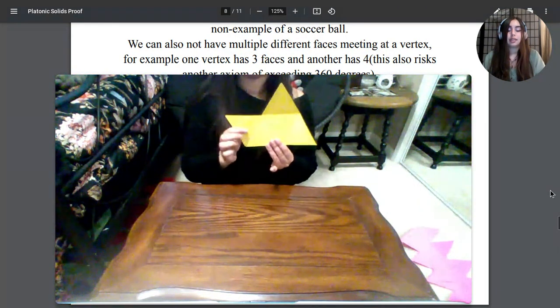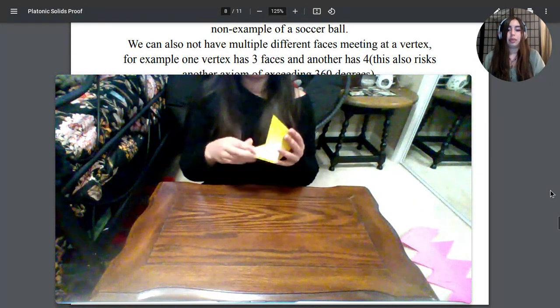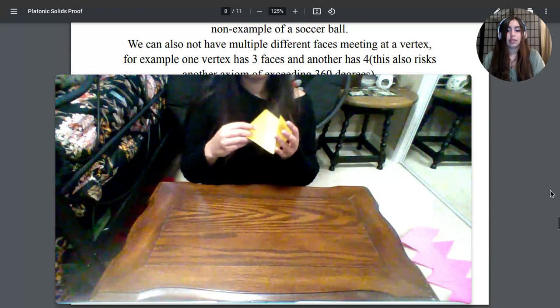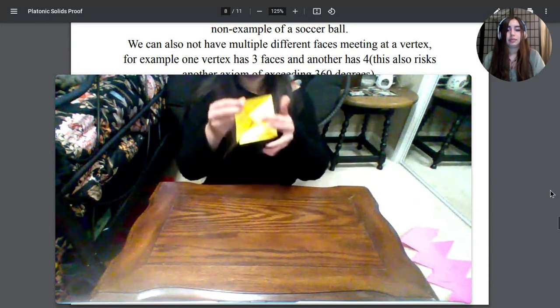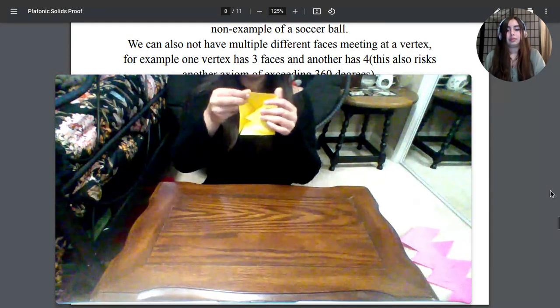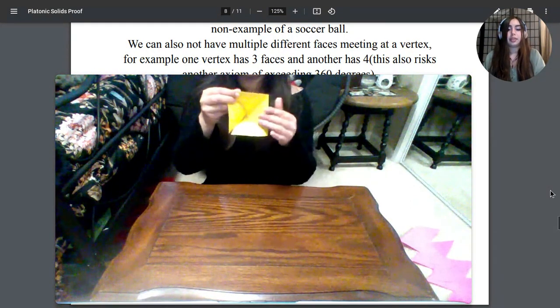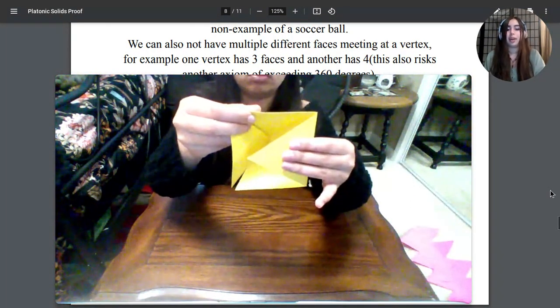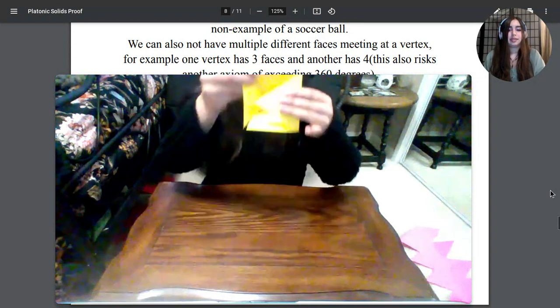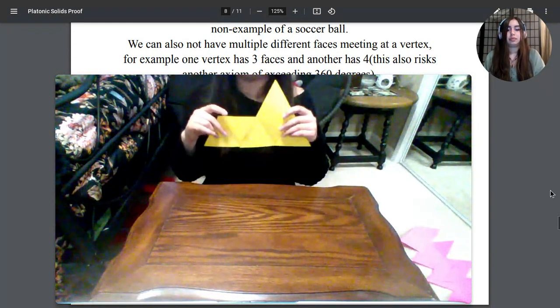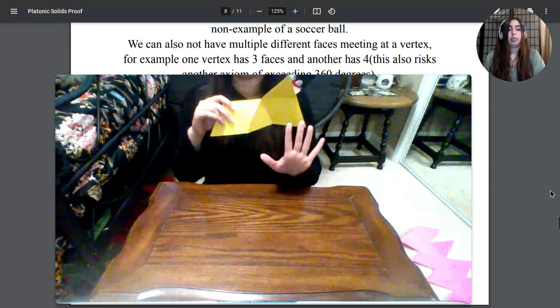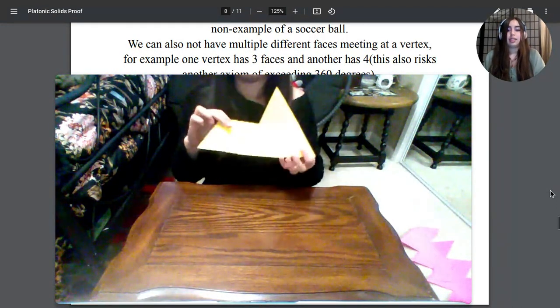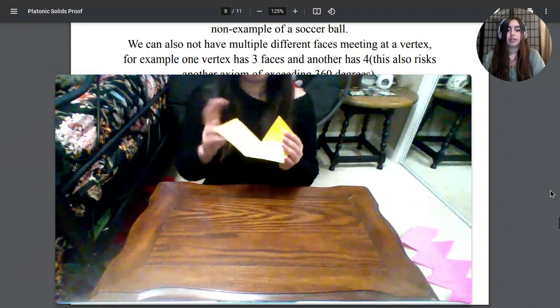Now we have 5 sides, and when we fold this one, you'll see it leaves a lot of empty space right around the bottom part. So this also cannot work. Now, of course, we have 6 sides, and we'll see as we construct it that it won't be able to work.